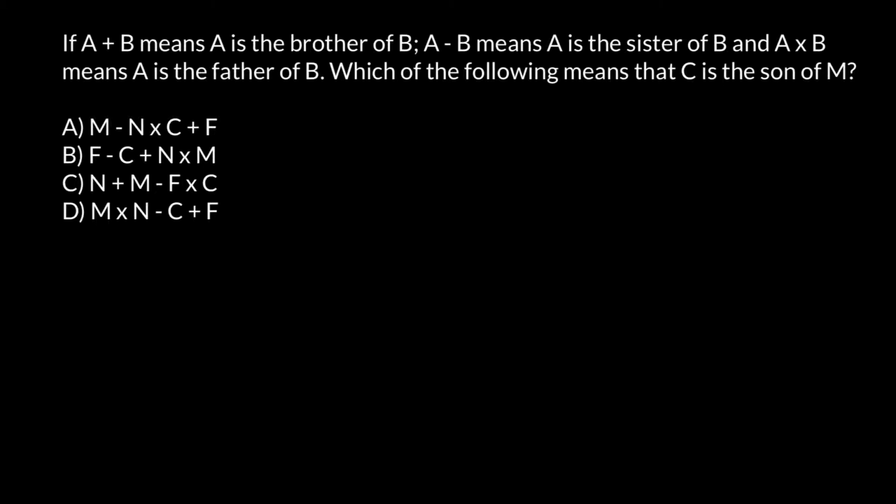If A plus B means A is a brother of B, A minus B means A is a sister of B, and A times B means A is a father of B, which of the following means that C is a son of M? So let's check the first option, M minus N.